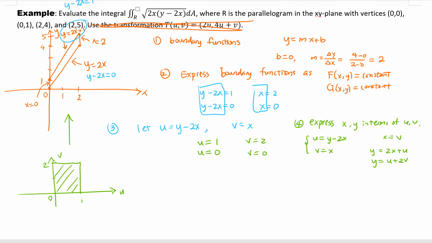Okay, now let's see. Step 5, compute the Jacobian. So partial x partial u equals 0, partial x partial v equals 1, partial y partial u is 1, partial y partial v is 2. So the Jacobian is the determinant of 0, 1, 1, 2. 0 times 2 is gone. Minus 1 times 1 is minus 1.